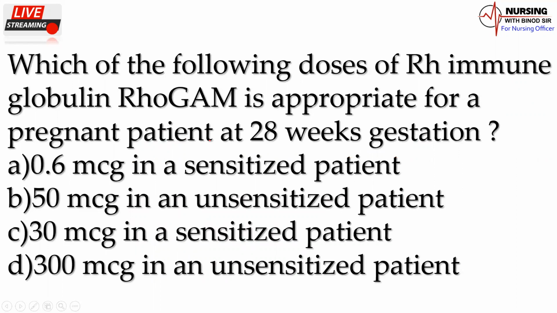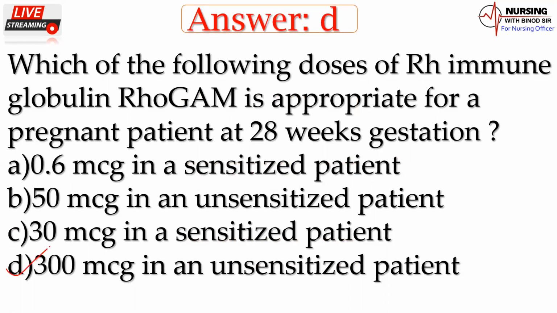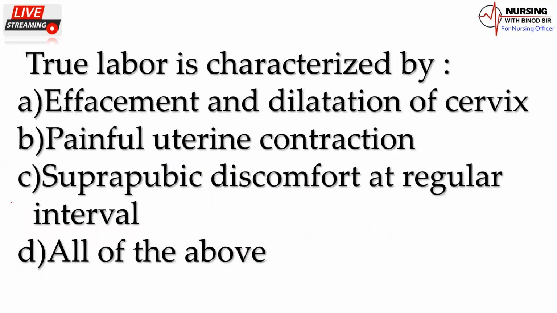Now we'll come back to the next question. Which of the following doses of Rh immunoglobulin, RhoGAM, is appropriate for a pregnant patient at 28 weeks of gestation? 0.6 microgram in a sensitized patient, 50 microgram in an unsensitized patient, 30 microgram in a sensitized patient, or 300 microgram in an unsensitized patient. So what could be your right response here? The answer would be the D option, that is 300 microgram in an unsensitized patient.